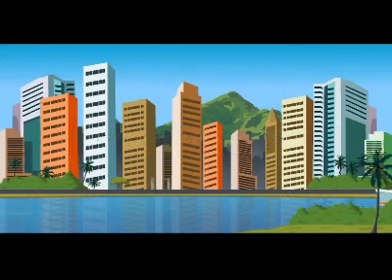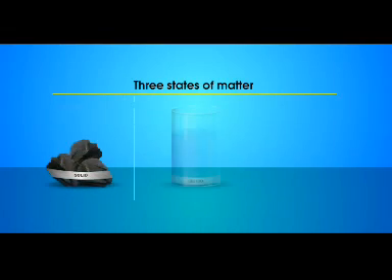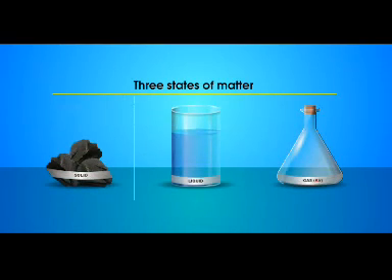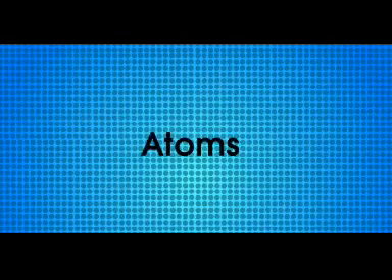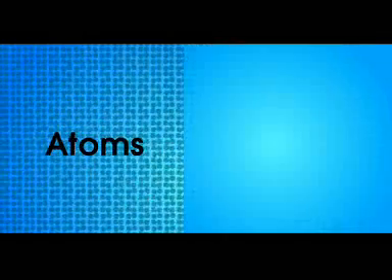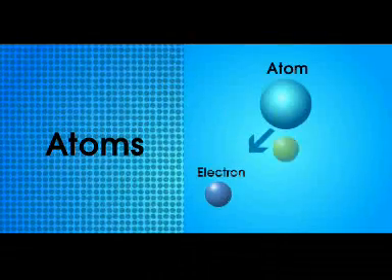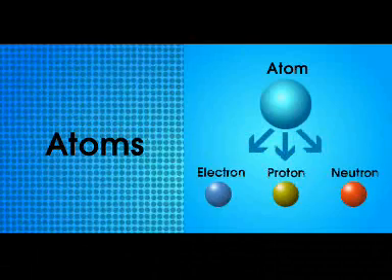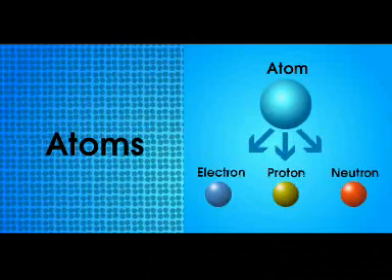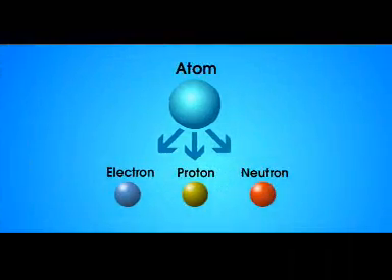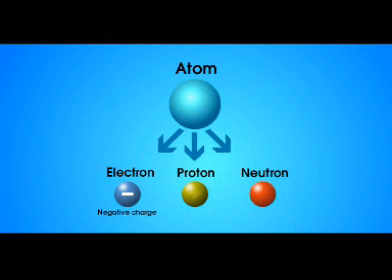To understand static electricity, you first need to know about the nature and composition of matter. Matter, whether solid, liquid or gas, is made up of tiny units called atoms. Atoms are further made up of electrons, protons and neutrons. Electrons carry a negative charge, protons a positive charge, and neutrons no charge.